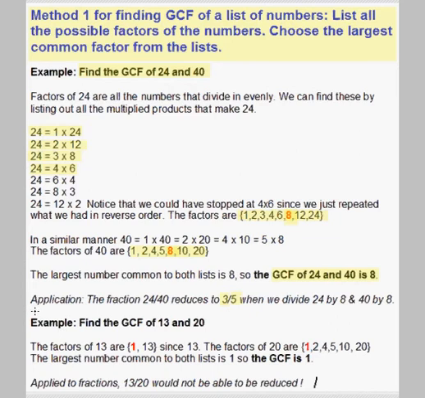For now, let's look at another example. Find the GCF of 13 and 20. The factors of 13 are just 1 and 13. Those are the only two numbers that divide in. The factors of 20 are 1, 2, because 2 times 10 is 20, 4 and 5, 10 and 20. And those are the only numbers that divide into 20. Of these two lists, the only common number is 1. So the GCF of 13 and 20 would just be 1. Applied to fractions, the only thing we could divide out of both 13 and 20 in the fraction 13 twentieths would be 1. So that means 13 twentieths cannot be reduced anymore.